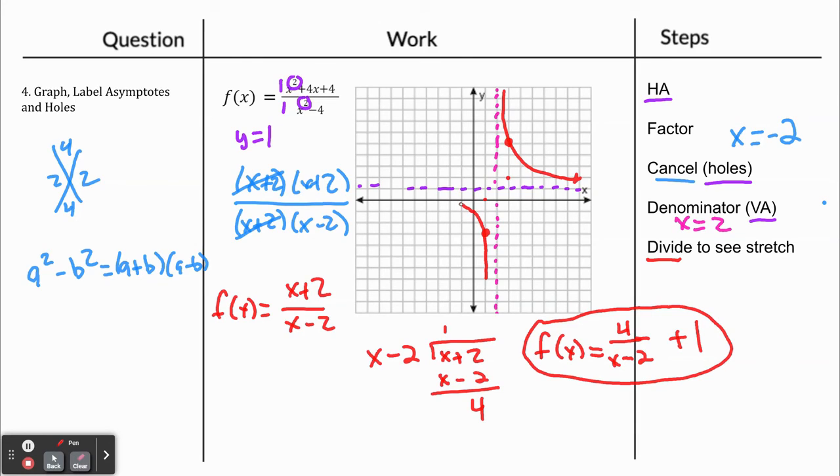I'm going to pause for a second because I know that I have a hole at x equals negative 2. So where the line goes through negative 2, I have a hole here. And there is my final graph.